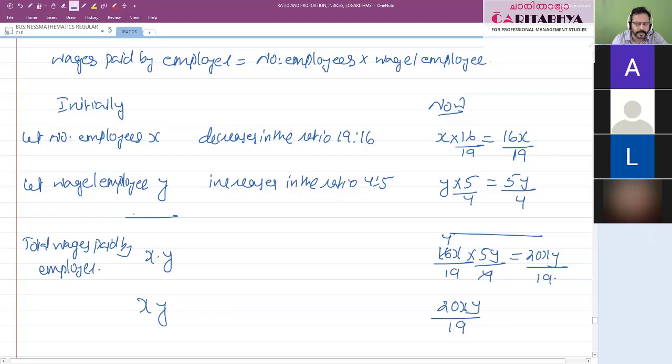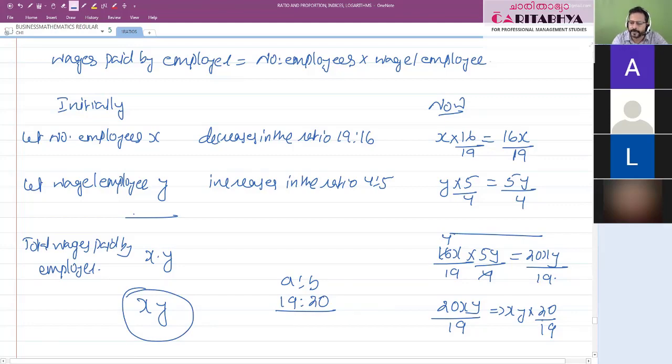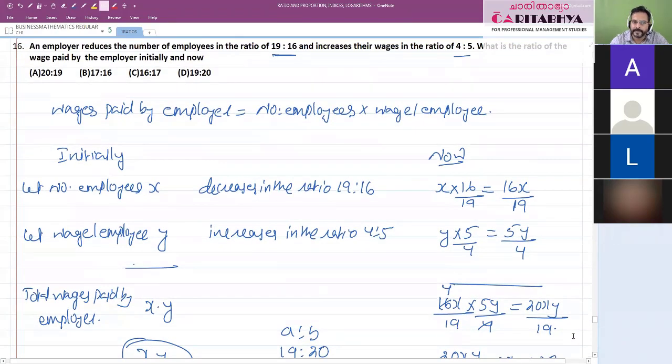xy has changed to 20xy/19. So xy became xy into 20/19. We know that when a quantity increases or decreases in the ratio a is to b, the new quantity will be old quantity into b by a. Here b by a is 20/19, so a is 19 and b is 20. Initially xy, now 20xy/19. That means the wages are in the ratio 19:20.